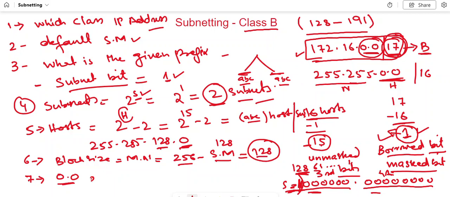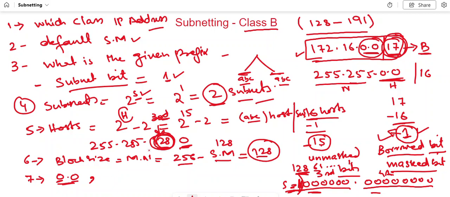The question is where we will add 128, either in the third octet or in the fourth octet. So we will check where our subnet mask exists. Our subnet mask exists in the third octet, so the third octet is our interested octet. We will check where our subnet mask exists, and there we will add the block size value.